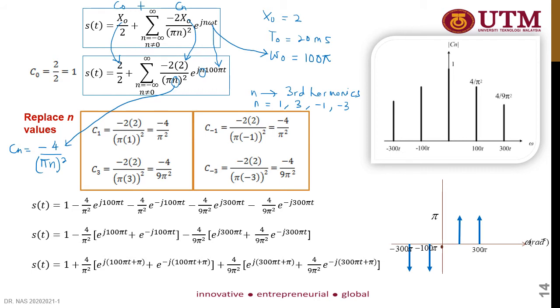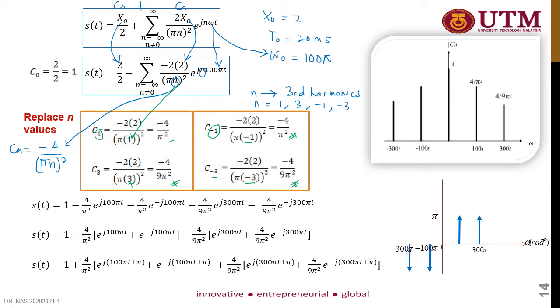So if n equal to +1, you replace the n with +1, so you get this equation. Then go for n equal to -1. So when n is -1, you get this for C-1. Next, C+3, replace n with +3, so you get this equation. And for n equal to -3, replace n with -3, so you get this equation.